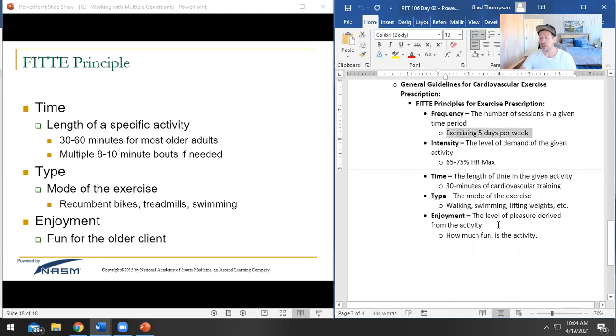So if we're looking at 5 days per week at 65 to 75% max intensity, maybe 30 minutes a day is perfect, right? And that's what we're building here. We're building the ideal 150 minutes. So 5 days per week, gentle cardio. This is someone who's going to be a little breathy, but not out of breath. They should be able to hold a conversation at this percentage of your heart rate max.